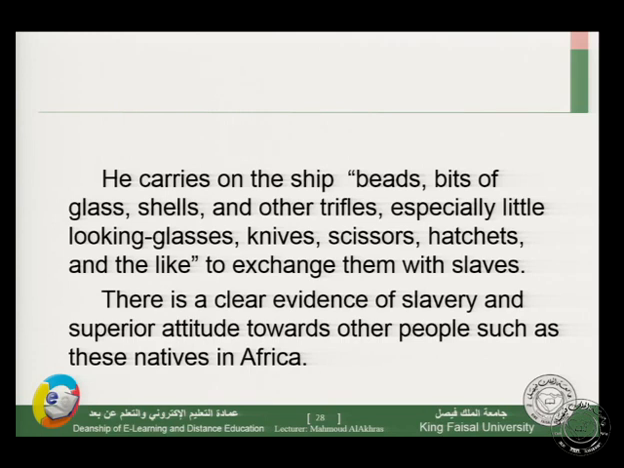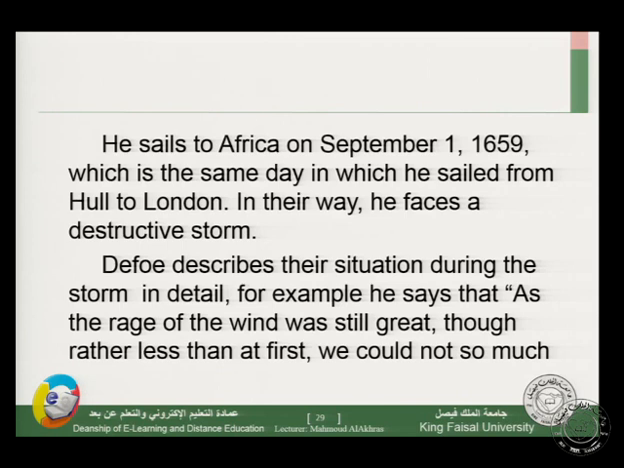There is clear evidence of slavery and a superior attitude towards other people in Africa and other places. Crusoe sails to Africa on September the 1st, 1659, which is the same day on which he sailed from Hull to London. On their way, he faces a destructive storm. Defoe describes their situation during the storm in detail. We have a lot of description of the storm.